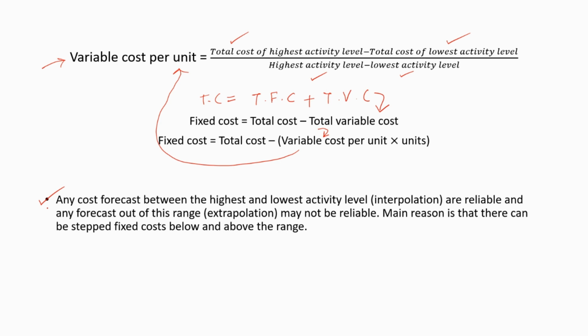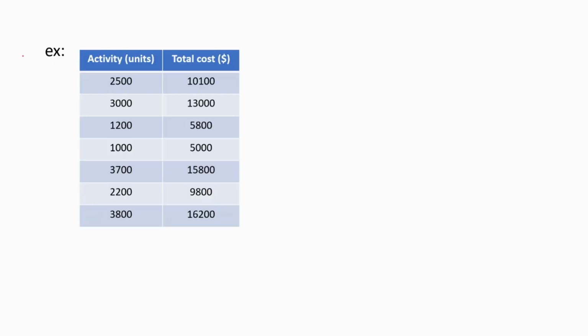When it comes to the high-low method, any cost forecast between the highest and lowest activity level, this is known as interpolation, is reliable, and any forecast out of the range, this is known as extrapolation, may not be reliable. The main reason is that there can be step fixed costs below and above the range. Now we know what step fixed costs are. These are situations where the fixed cost can increase or decrease after a certain activity level. Let me explain this in greater detail in the next example.